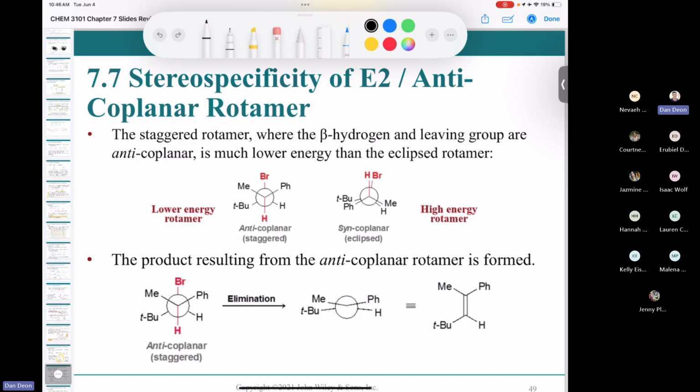So now what's going to happen is, remember, the base is going to come along and abstract this proton. You're going to form the pi bond.